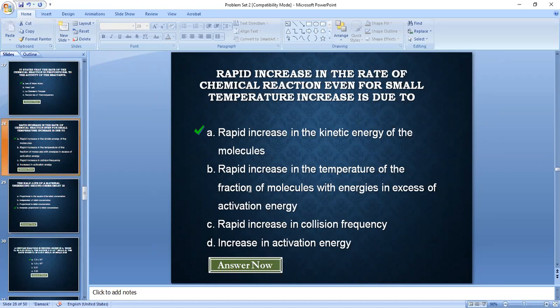Don't choose a statement that seems to be highfalutin that you yourself cannot understand. Go for the statement which you agree with and is simple, direct to the point. So in this case, this would be the answer: rapid increase in the kinetic energy of the molecules. Now we move on.